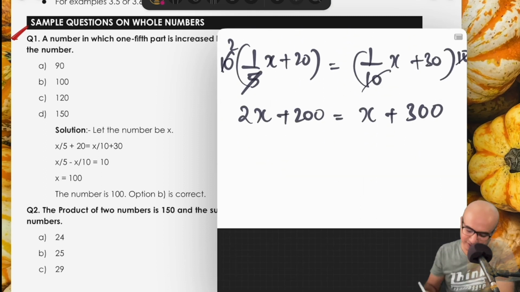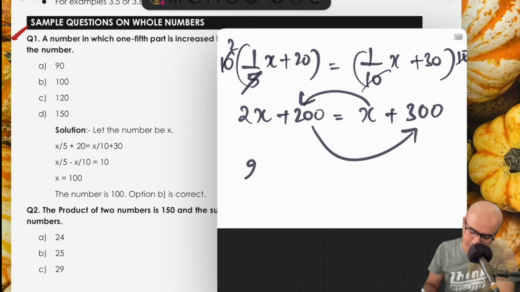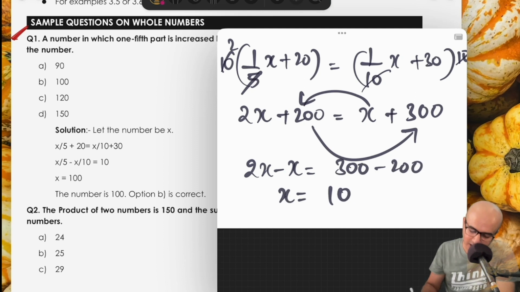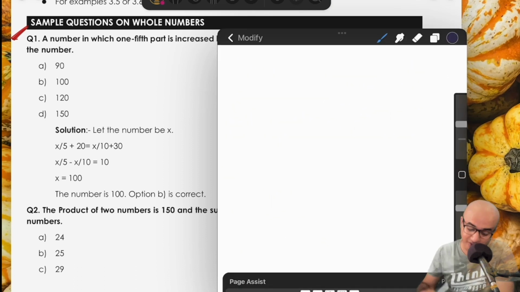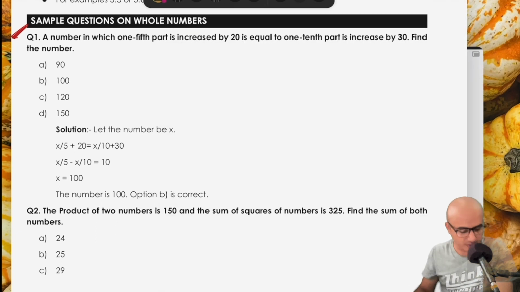We can of course further simplify here. I'll bring this to the LHS and take this to the RHS. So 2x minus x will be 300 minus 200, so x will be 100. So the number in question in this case is 100. Now all that we need to do is verify. So once again let us go back to the question.